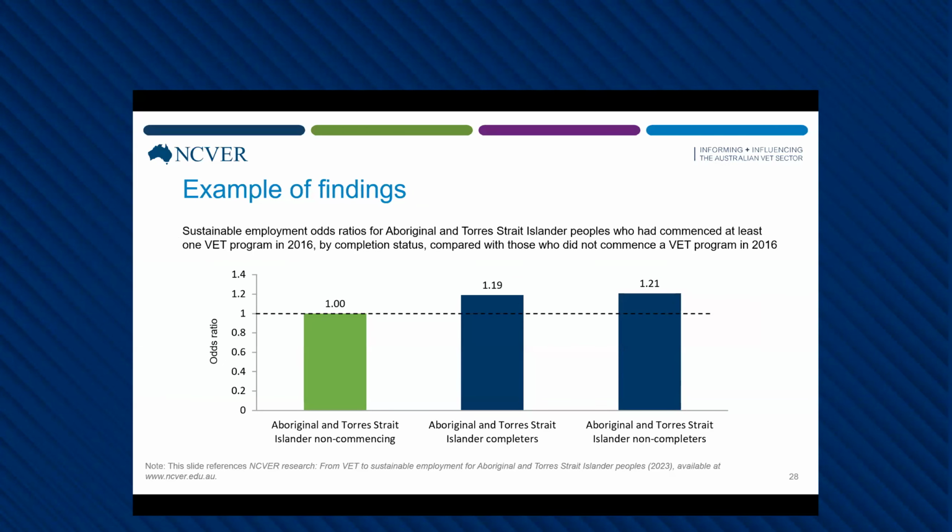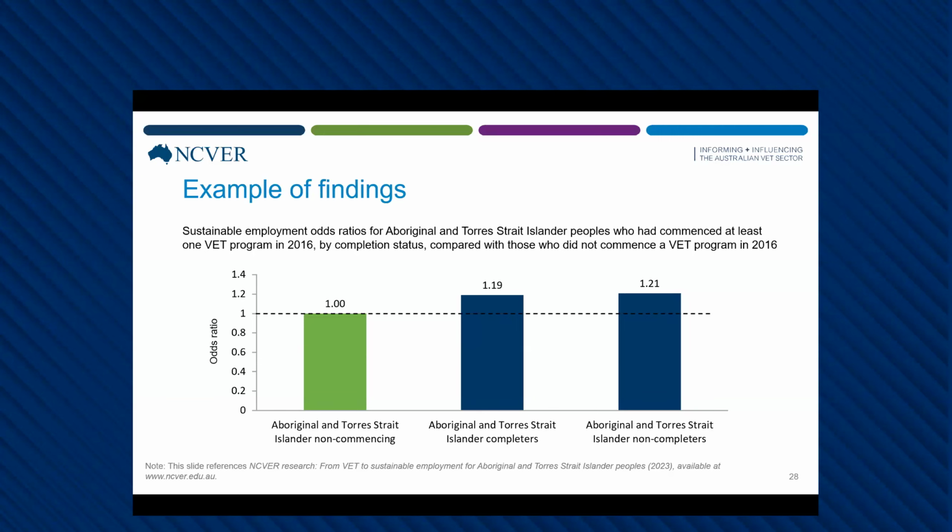The figure presented in this slide shows the odds ratios estimated by logistic regression. The odds ratio represents the likelihood that an outcome will occur when given a particular treatment. In this example, it's commencing a VET program, whilst holding all other factors constant. An odds ratio greater than 1 indicates an increased likelihood of achieving sustainable employment, by comparison with those in the baseline group shown here in green. Conversely, an odds ratio lower than 1 suggests a decreased likelihood of achieving the outcome.